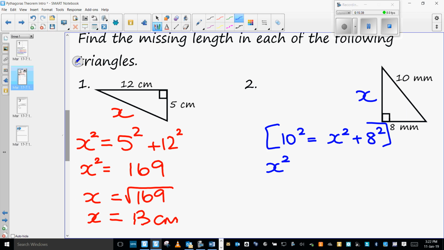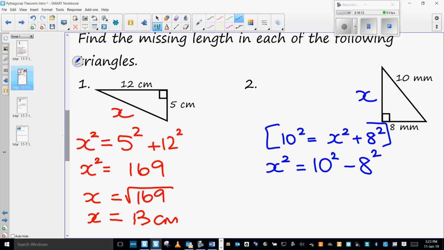If I did that, then I need to rearrange this. So x squared on its own, what do I have to do to make sure that x squared is on its own here? What do I have to get rid of? The 8 squared, yes? When we're getting rid of it, it was adding on to it here, so I have to do the opposite procedure. So I have to minus 8 squared from x squared, and also minus it from 10 squared, yes.